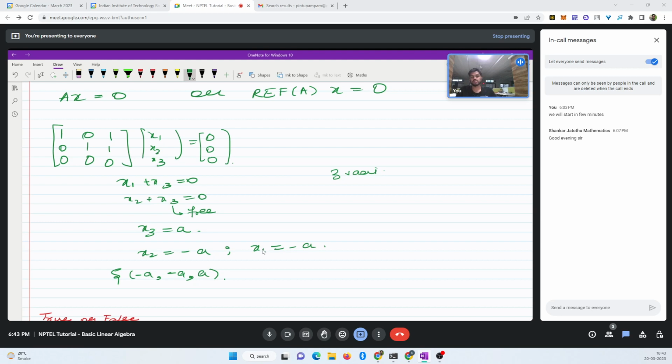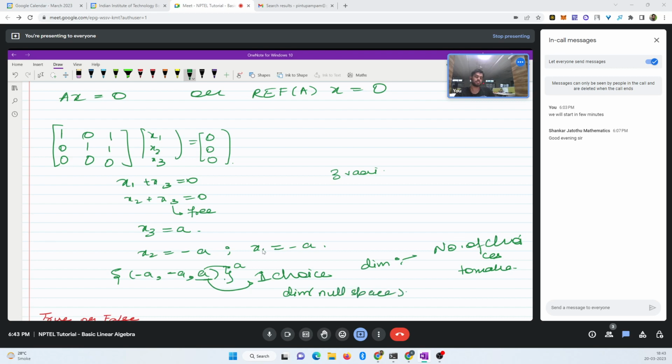If you look at this carefully, we have one choice to make over here. If you want to obtain different elements of the solution space, you have one choice to make, that is a. So the dimension of a subspace is nothing but the number of choices that you have to make. As you have one choice here, the dimension of the null space is equal to 1.